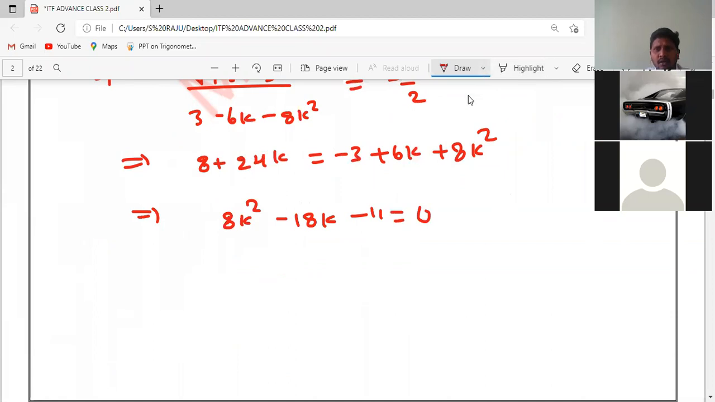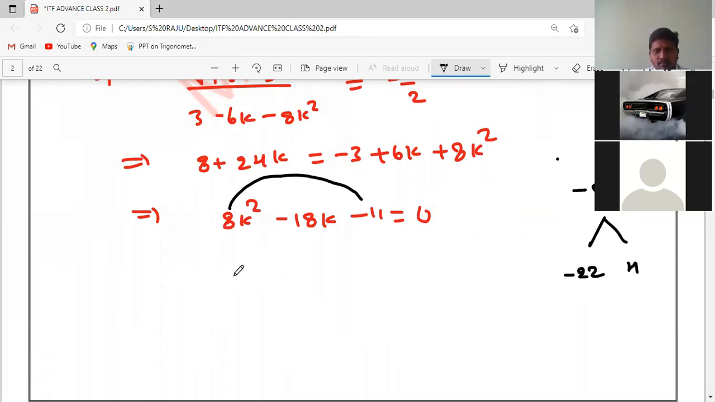Okay, now we can solve this quadratic equation. 8 is there, minus 11 is there, so the product is minus 88. To get minus 88, what are the factors whose sum is minus 18 and product is minus 88? Yes, anyone? Minus 22 and 4, sir. Yes, exactly. Minus 22 and plus 4. Minus 22 plus 4 is minus 18, right?